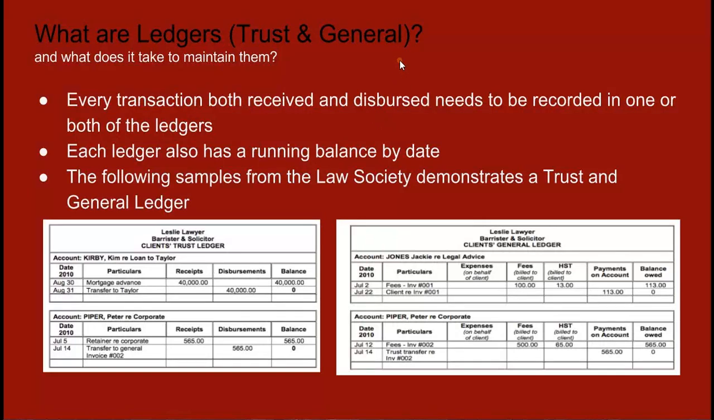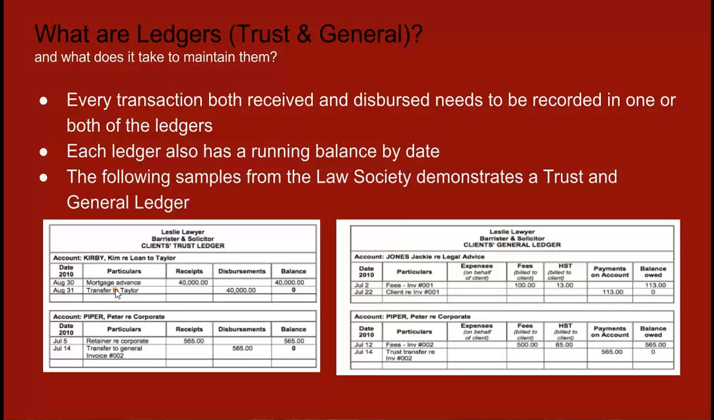Let me try and annotate this real quick. So if you look at your trust ledger, obviously there are multiple clients. You've got the Kirby and then the Piper. But let's look at the components of it. There's a date. All such ledgers do have a date. It has particulars. The particulars outline what could easily be layman termed as a description.